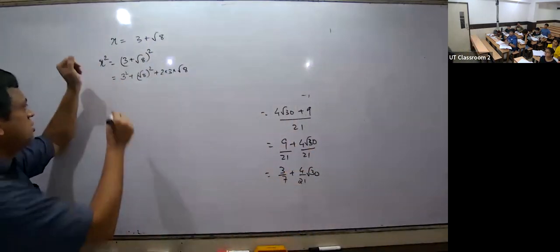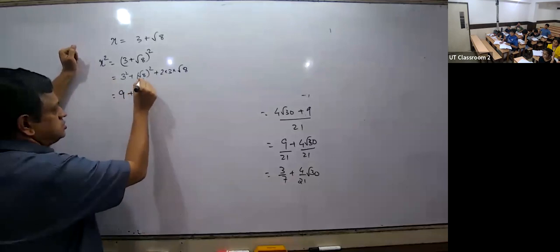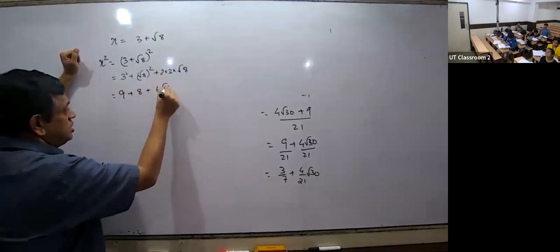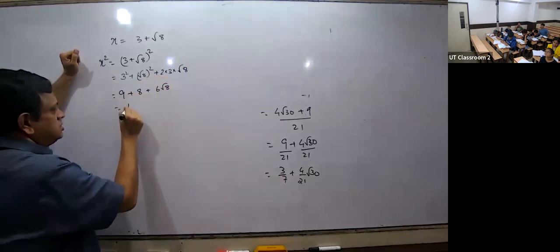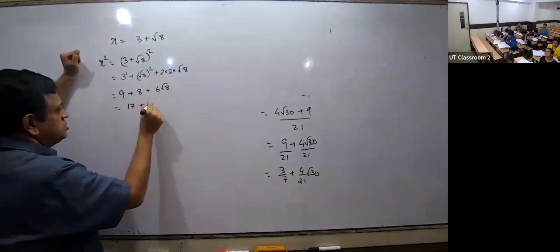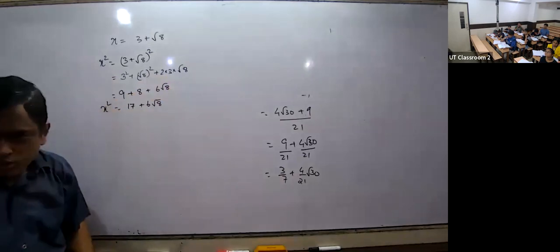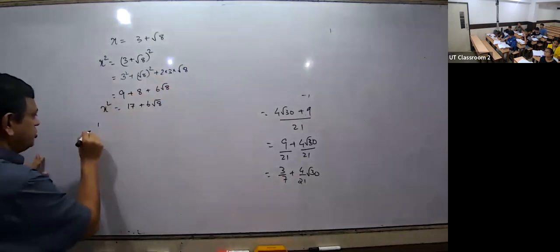What is 3 square? 9, plus root 8 square, 8, plus 6 root 8. How much is 9 plus 8? 17 plus 6 root 8. Hope all of you follow. This is the value of what? X square. Now I'll find out 1 upon x square.